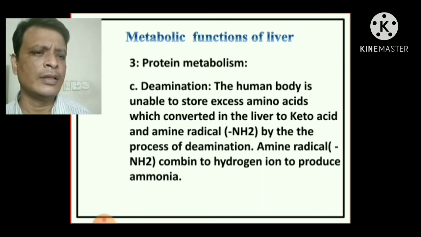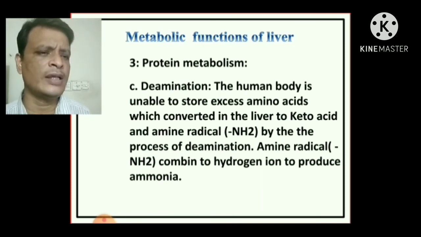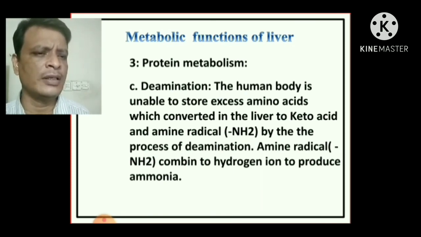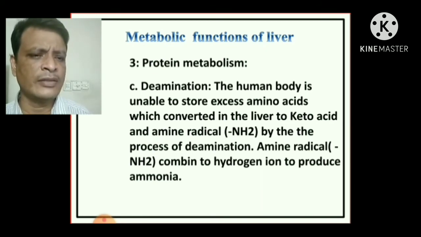Deamination. The human body is unable to store excess amino acids, which are converted in the liver to keto acid and amine radicals by the process of deamination. Amine radicals combine with hydrogen ion to produce ammonia.